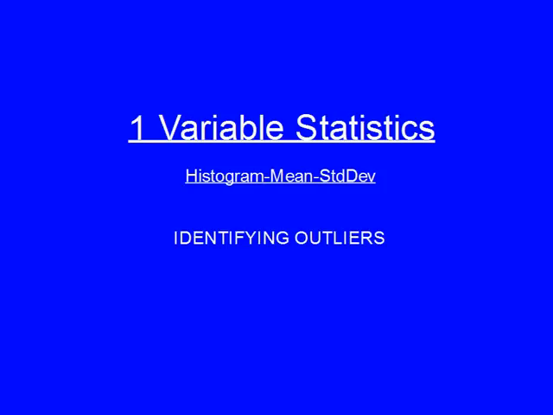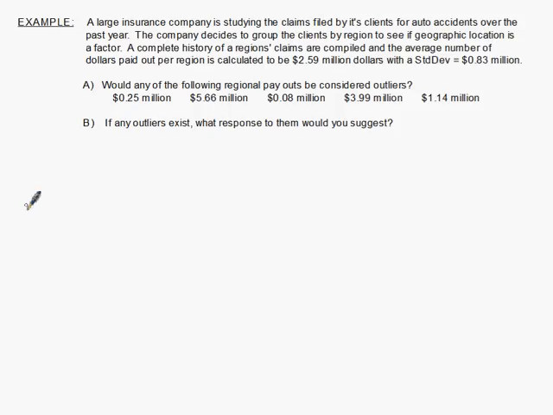This is a special video just on identifying outliers. Let's look at an example. A large insurance company is studying the claims filed by its clients for auto accidents over the past year. The company decides to group the clients by region to see if geographic location is a factor.